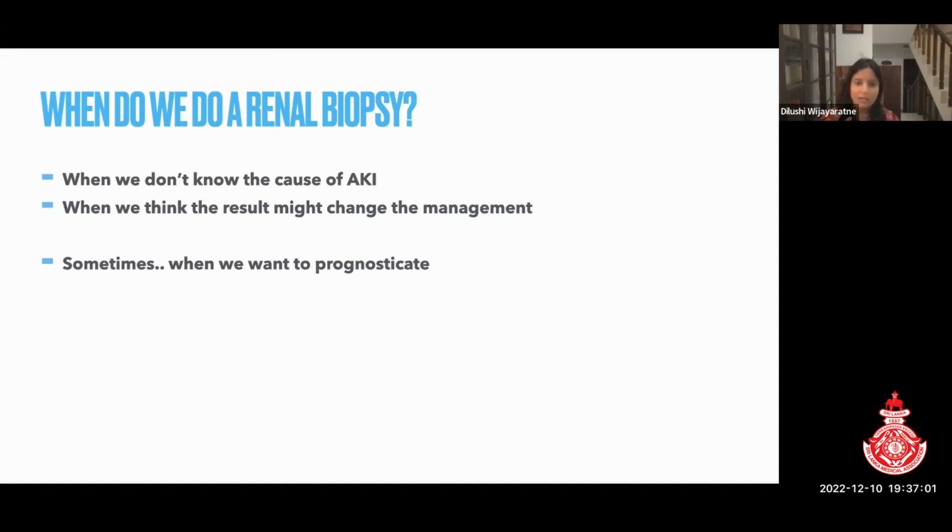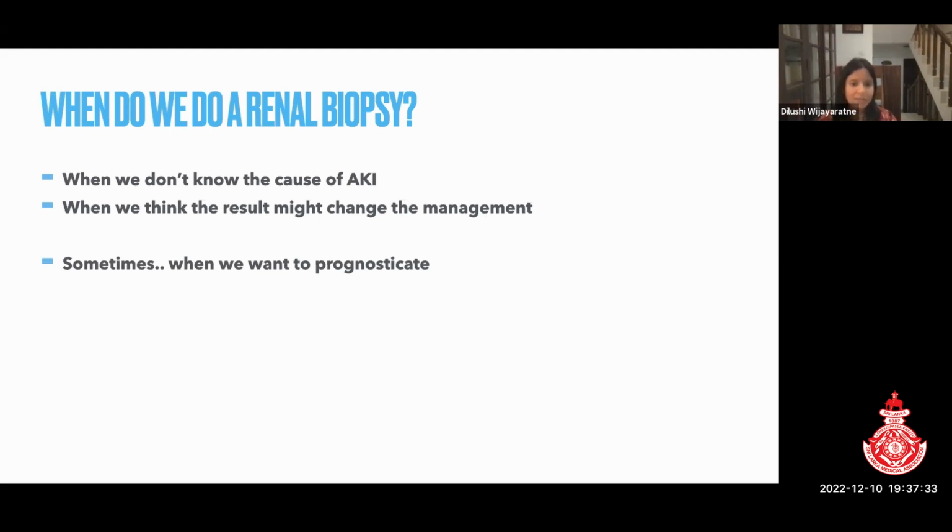So there are not many indications for a renal biopsy in AKI, and often the guiding principles are if we don't know what's going on and if the biopsy result is going to change the management. Sometimes we do it when we want to prognosticate. That means, for example, if the patient has had, say, a snake bite, and the patient is taking a long time to recover, and we don't know whether this is ATN or whether this is something worse than ATN, like renal cortical necrosis, then we can do a biopsy to see, right?